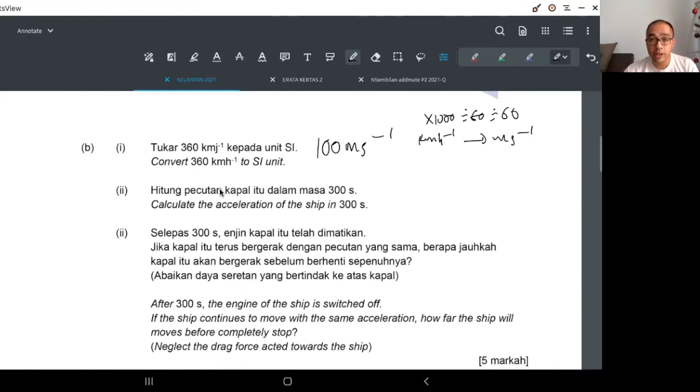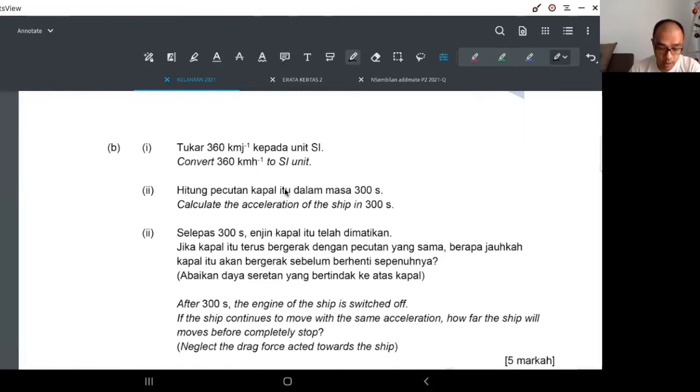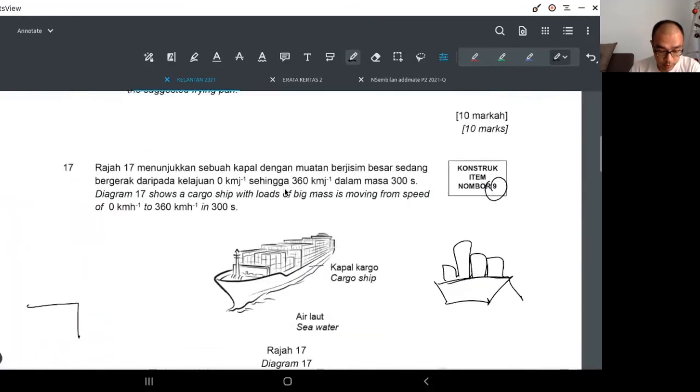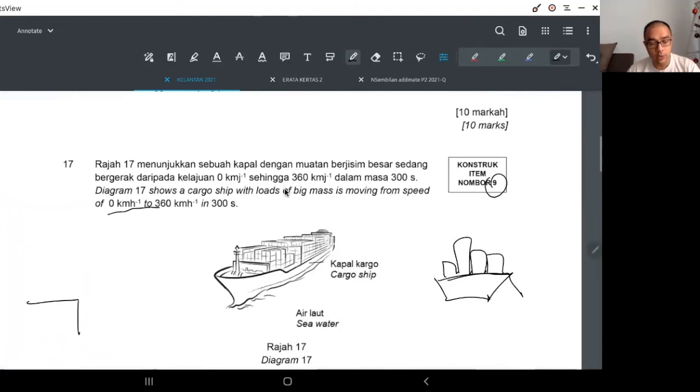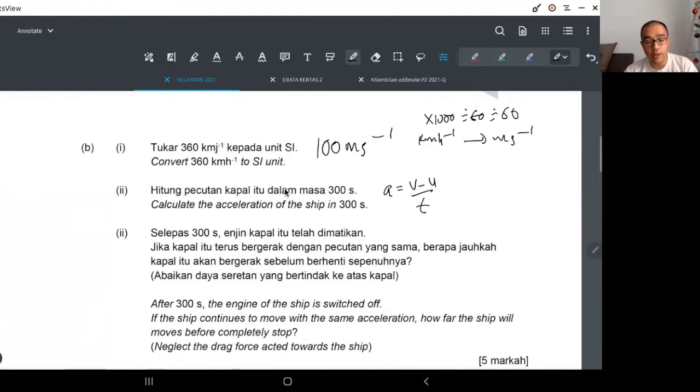Okay, calculate the acceleration of the ship in 300 seconds. So the acceleration formula is given. It's a very normal one. A equals V minus U over T. Why is it 100? Oh, okay. 0 to 360 kilometers per hour in 300 seconds. So that's why we convert the 360 to 100 meters per second. So it makes it easier. So it's 100 minus 0 over 300 seconds, which will give you 0.33 meters per second squared.